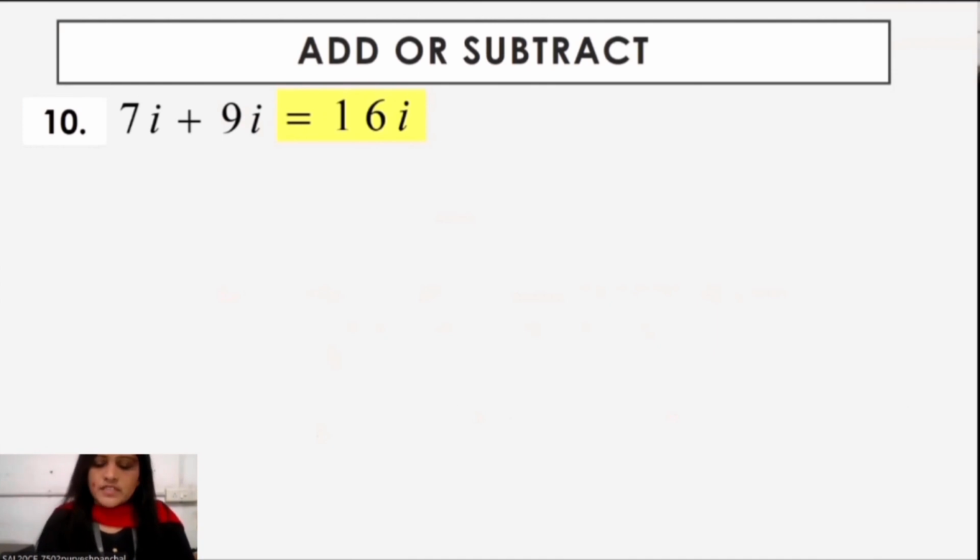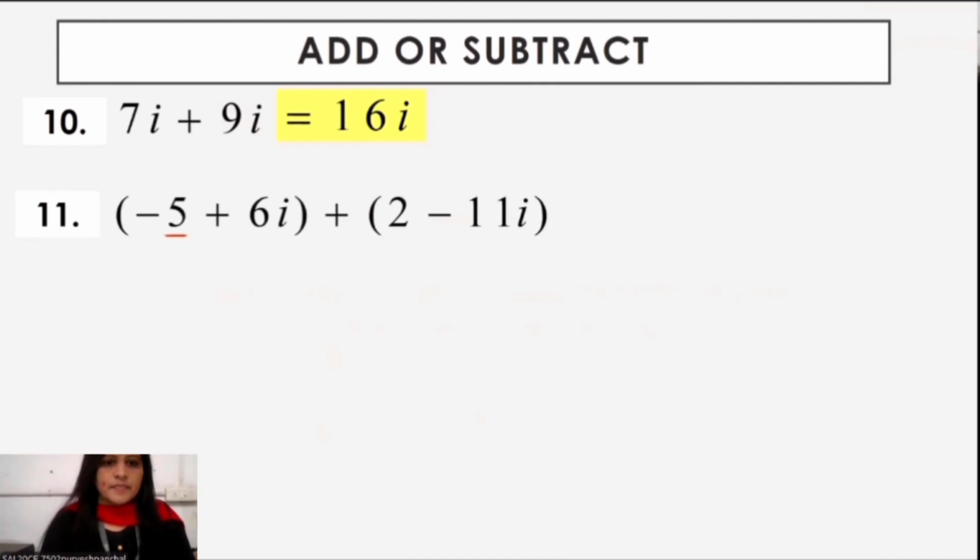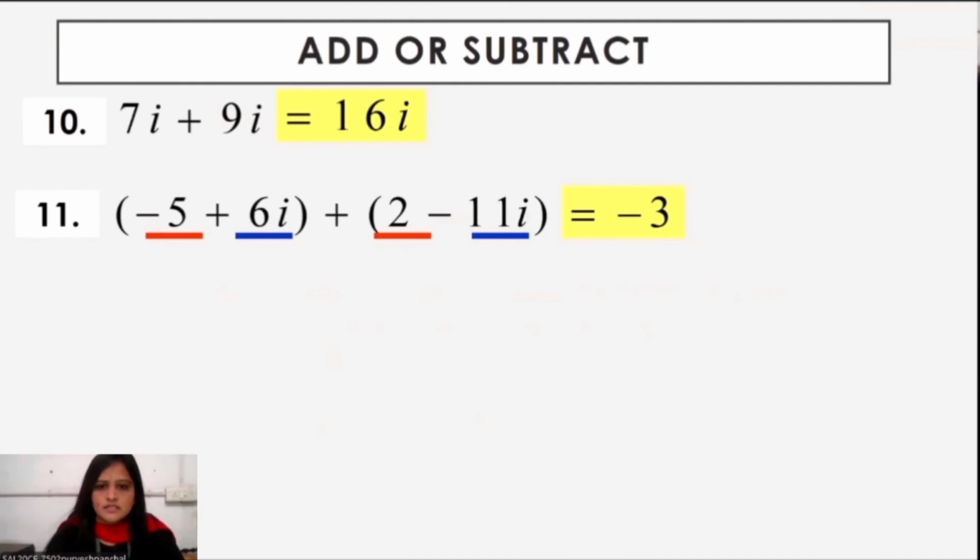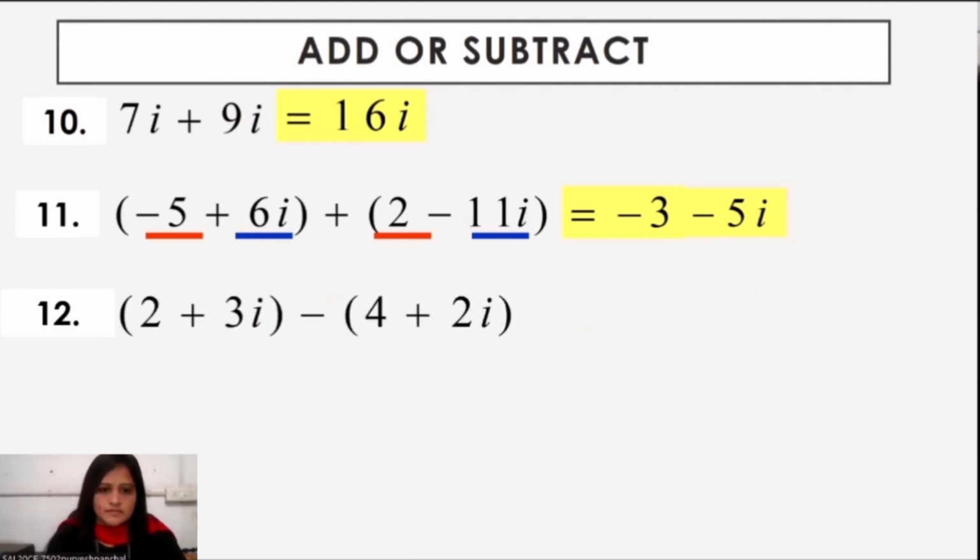Like 7i plus 9i, they are imaginary parts, so their answer is 16i. Now, minus 5 plus 6i plus 2 minus 11i. So first of all, we will add the real part. Minus 5 plus 2, that is minus 3. And 6i minus 11i, that is minus 5i. So first of all, we will add or subtract the real part and then the imaginary part.